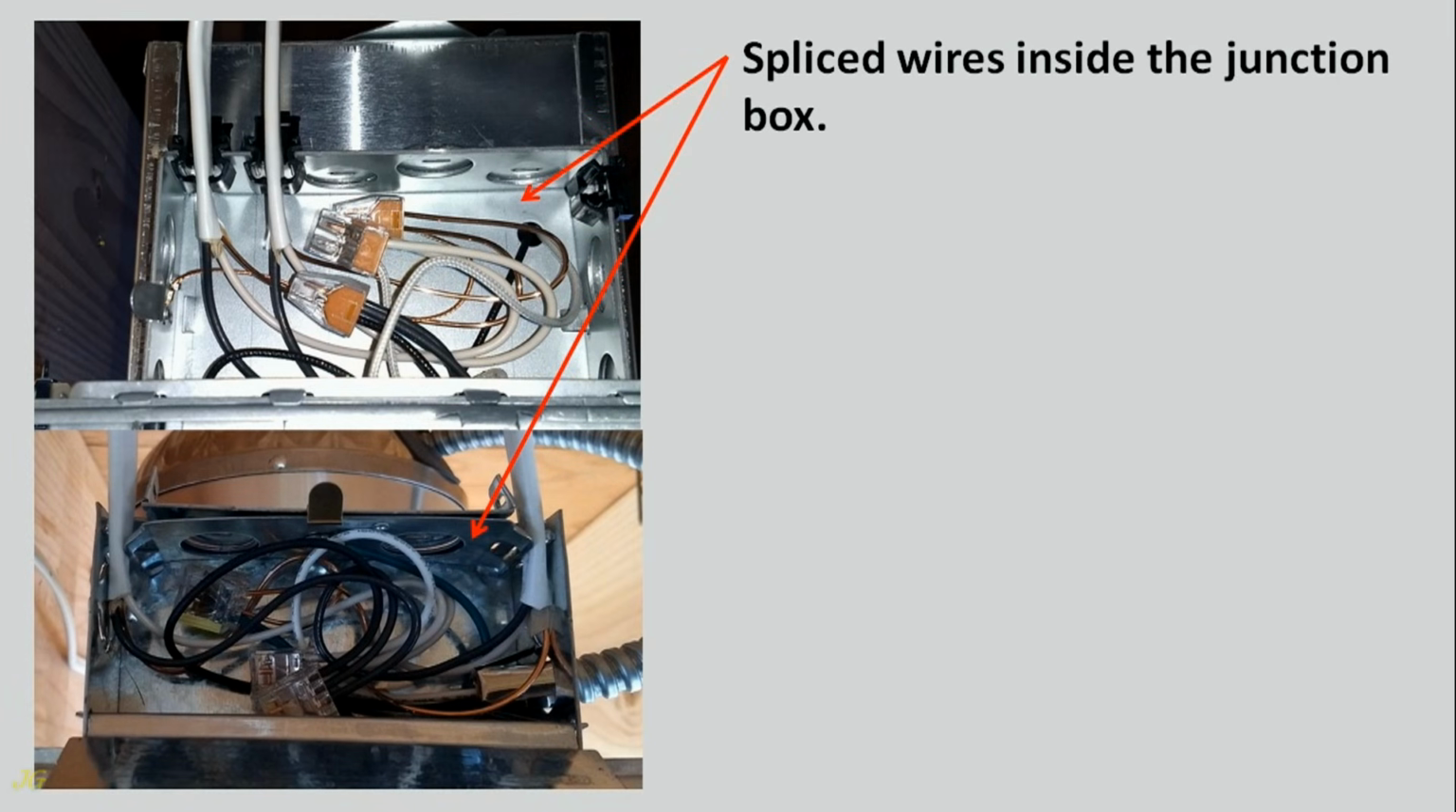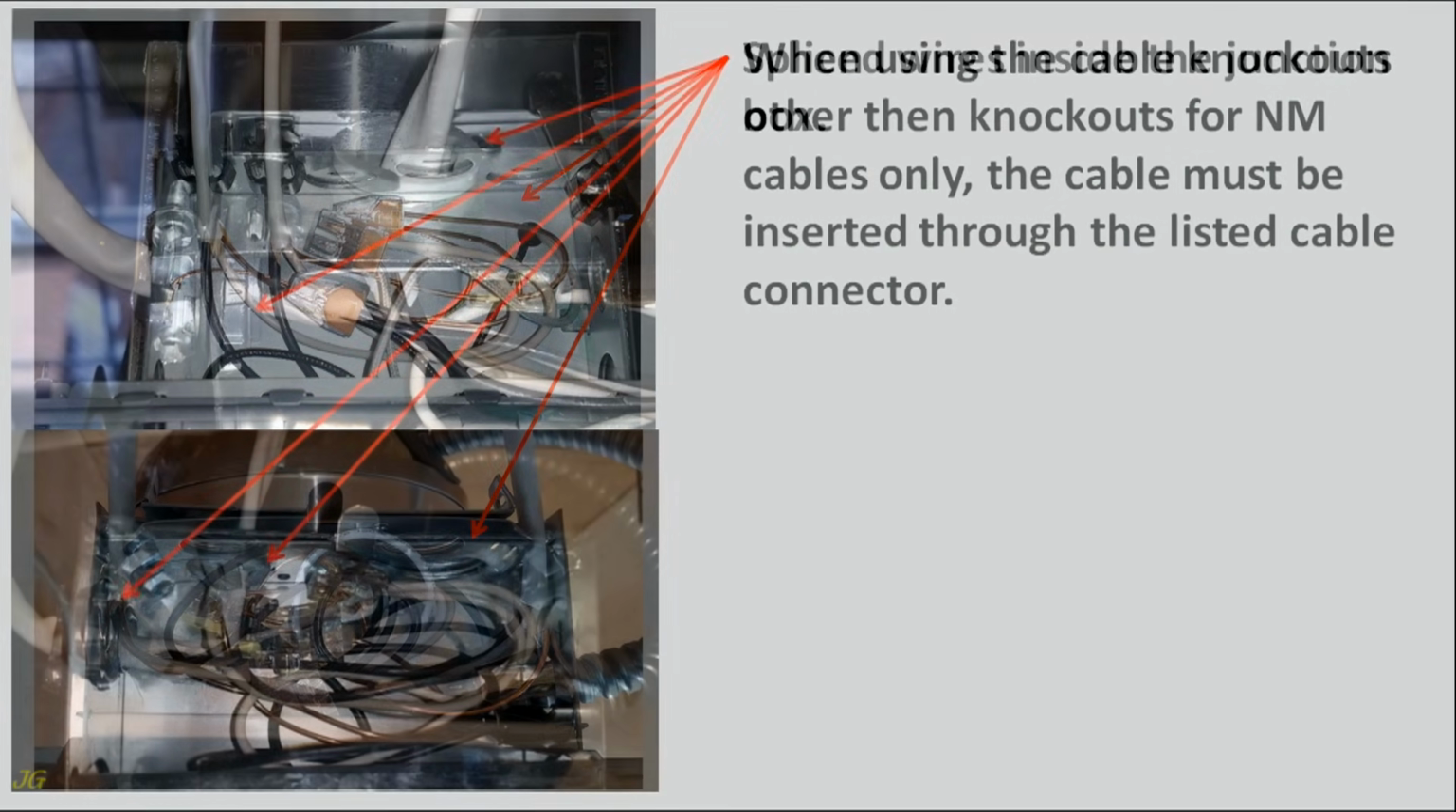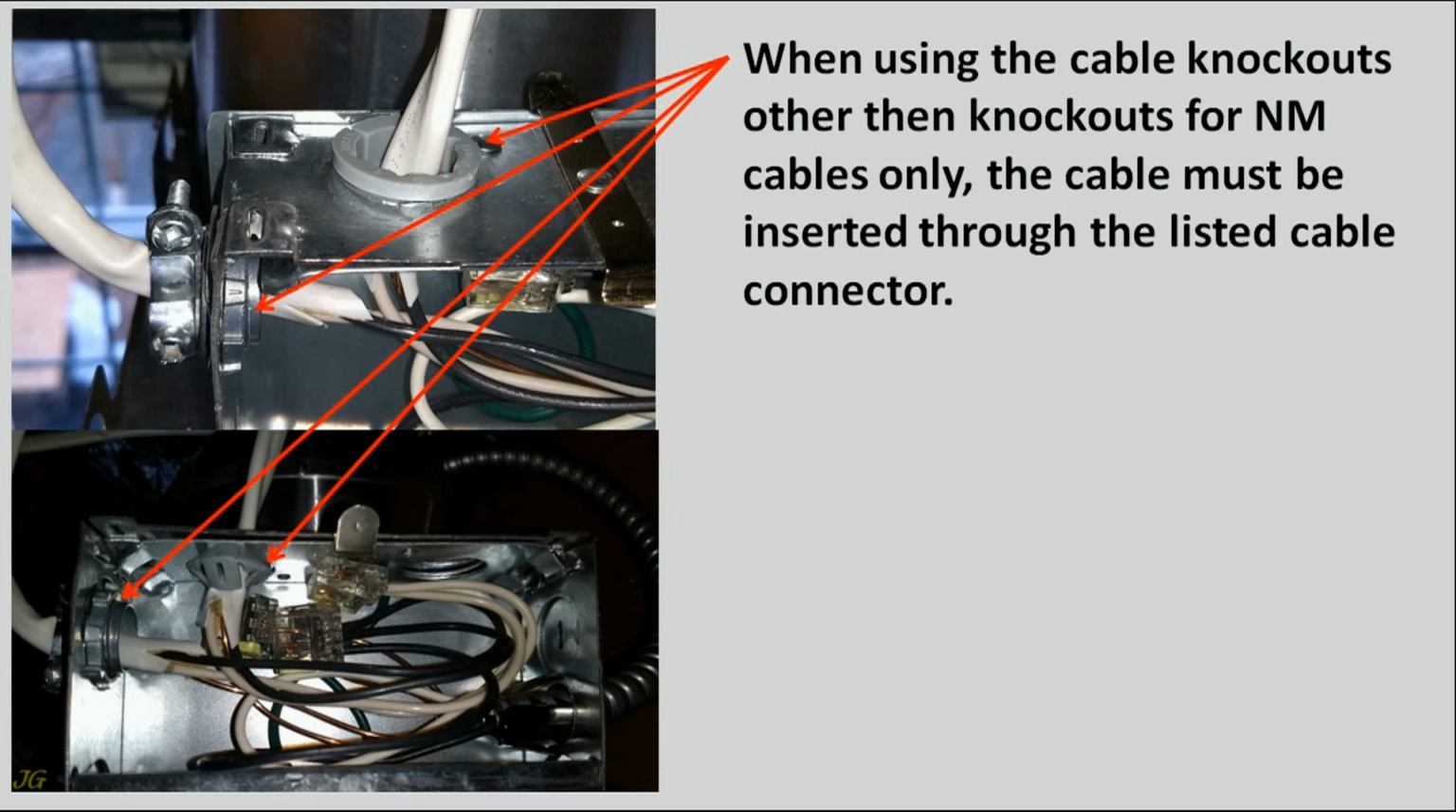Spliced wires inside the junction box. When using the cable knockouts other than knockouts for NM cables only, the cable must be inserted through the listed cable connector.